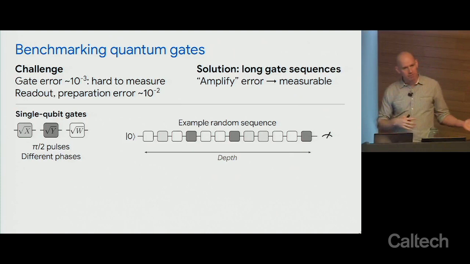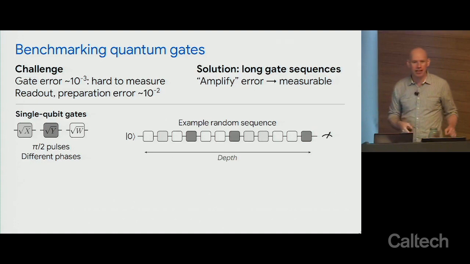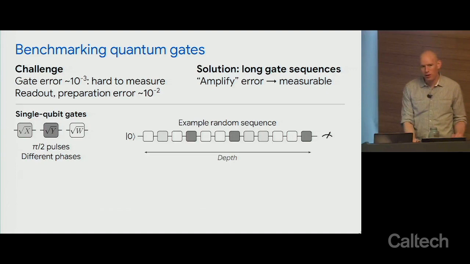That was readout. The next thing that I want to discuss is benchmarking quantum gates. And this is a bit challenging, in fact. So we were just talking about measuring readout errors of order 1% or so. But we want our gate errors to be more like 10 to the minus 3, which is significantly less than the other errors in readout, for example. So it's kind of hard to measure.